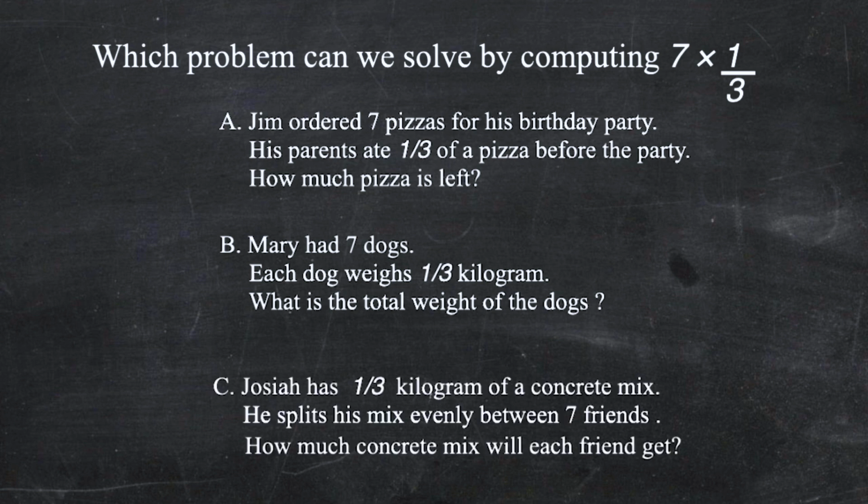Option C, Josiah has 1/3 kilogram of a concrete mix. He splits his mix evenly between 7 friends. How much concrete mix will each friend get? Now option A speaks about subtraction of 1/3 from 7, while option B speaks about 7 multiplied by 1/3, which is our correct answer. And finally, option C speaks about 1/3 divided by 7 friends.